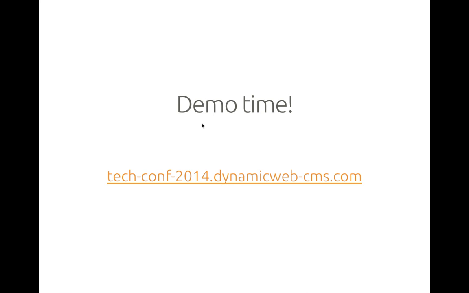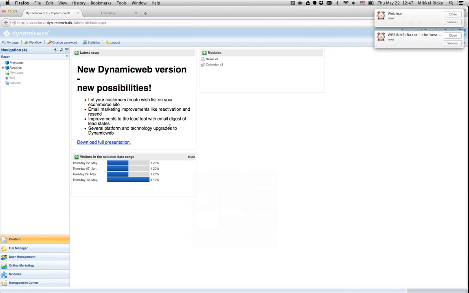So let's go to the demo. This URL you see on the screen here, that's a demo site I made for the tech conference. You're welcome to take a look at that, and you can find all the stuff on that site on GitHub. There's a link on the site itself. But today I will use a very clean Dynamicweb solution running 8.4.1.3 to show you some of the new stuff in Dynamicweb Razor. So I'll jump into my browser.